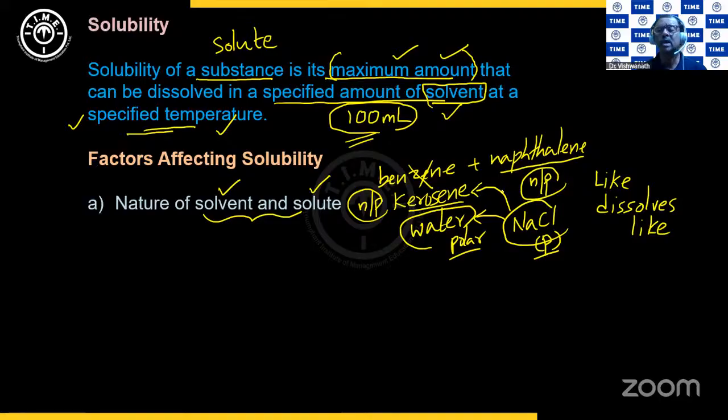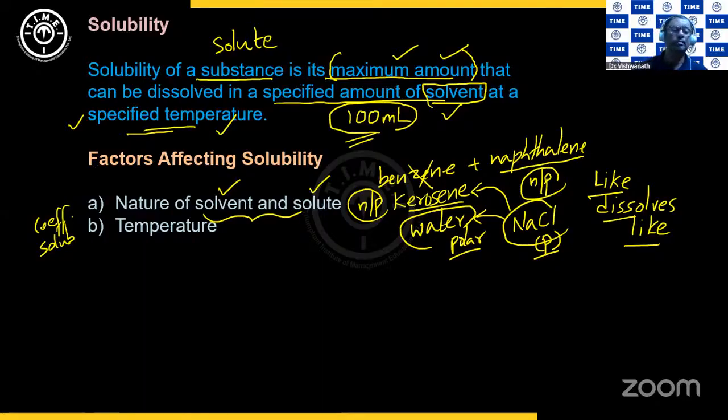So that compatibility is there. Like dissolves like. I hope this is clear. Next, temperature. That is what we mentioned about. There are some substances which dissolve more when the temperature is lower. There are many which have greater solubility at a higher temperature, right?